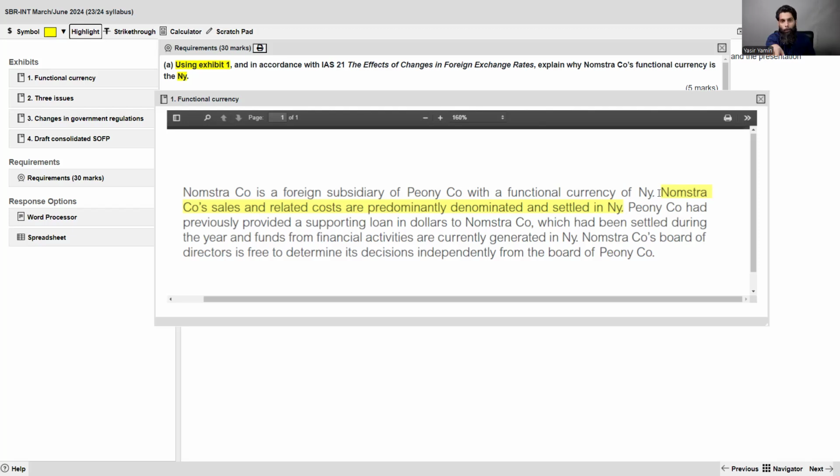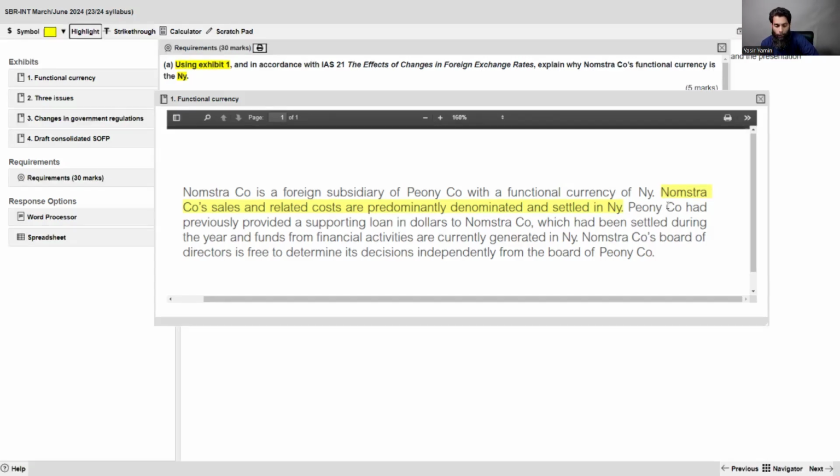And if anyone answered that the sales and related costs are predominantly denominated in NI, if you had given this reason, you could have lost 5 valuable marks. Because the point is that you cannot jump to primary factors straight away. You need to make a distinction whether this is an extension of the parent or a foreign subsidiary. And that is why you need to read the question scenario all along.